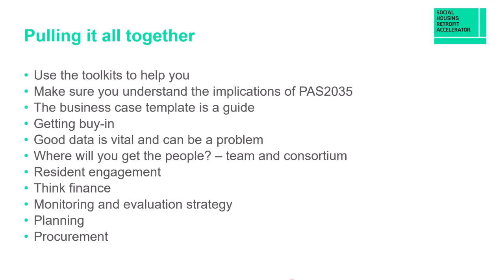Good data is vital and can be a problem, and it's often a hidden problem. So an early check on the quality of the data can be very useful and can tell you whether you have a problem or not, how big a problem, that might lead you to one solution or the other. Then where will you get the people? A team. Be part of a consortium. What is your approach? Where are the gaps and how are you going to bridge them? The resident engagement, which starts very early on and runs all the way through the project.